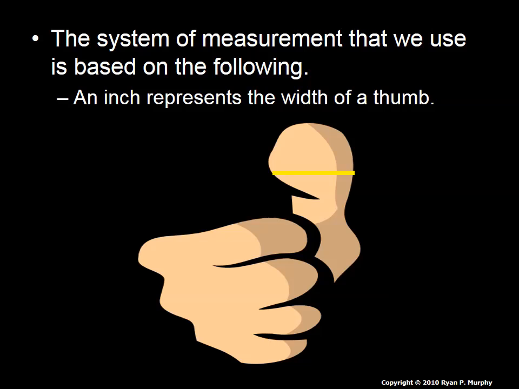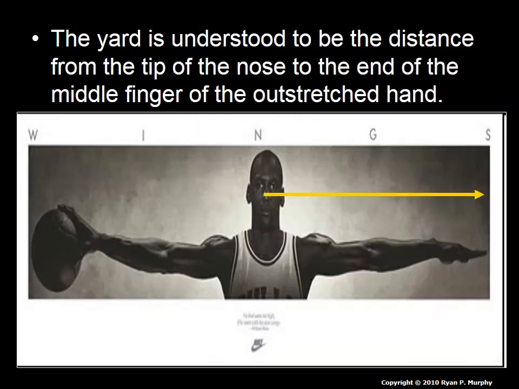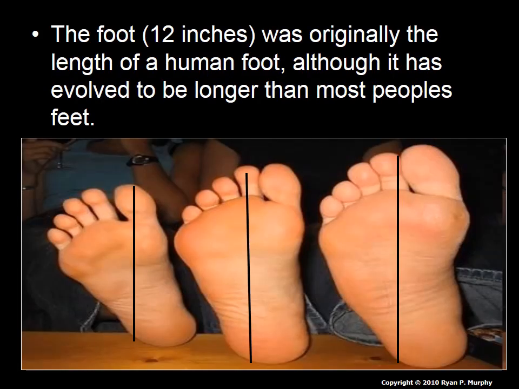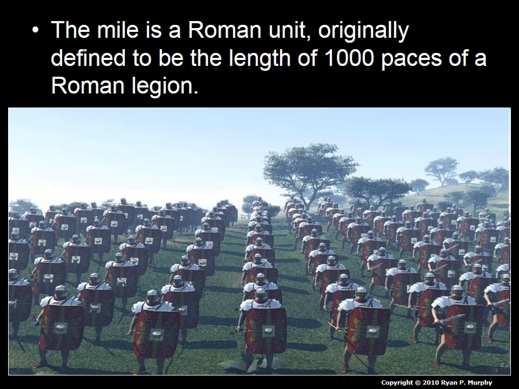So let's take a look at the system that we use here. I'll give you a couple examples of where some of the familiar measurements that we use in the United States came from. So here's one. An inch was originally based on the width of a person's thumb. A yard was based on the distance from somebody's shoulder or from their nose to the tip of their arm. That's a normal person's arm span. A foot, well, that's not too hard to figure out. That was based on the length of a person's foot. A mile was originally the length that the Roman army could march in 1,000 paces.